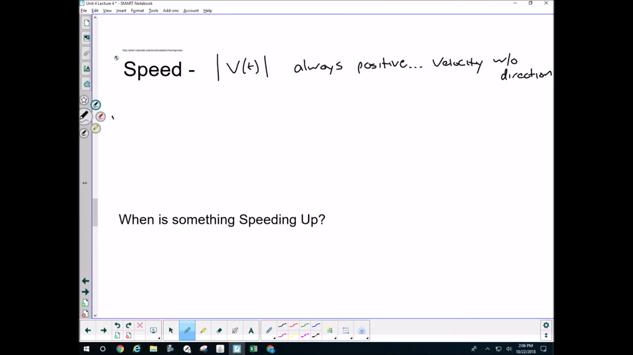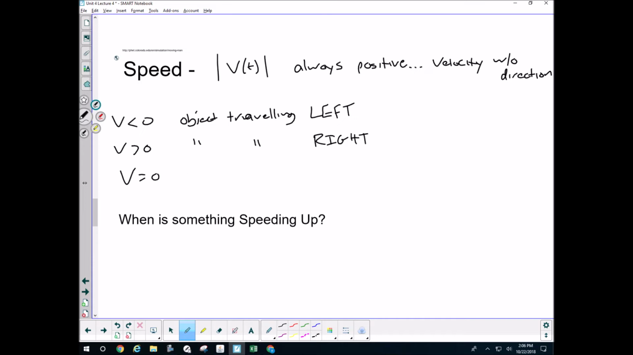Now, know that velocity does have sign. If velocity is negative, we would say the object is traveling to the left or down, depending on what type of axis you're looking at. Velocity is positive. The object is traveling to the right. We know velocity is 0. The object is at rest.